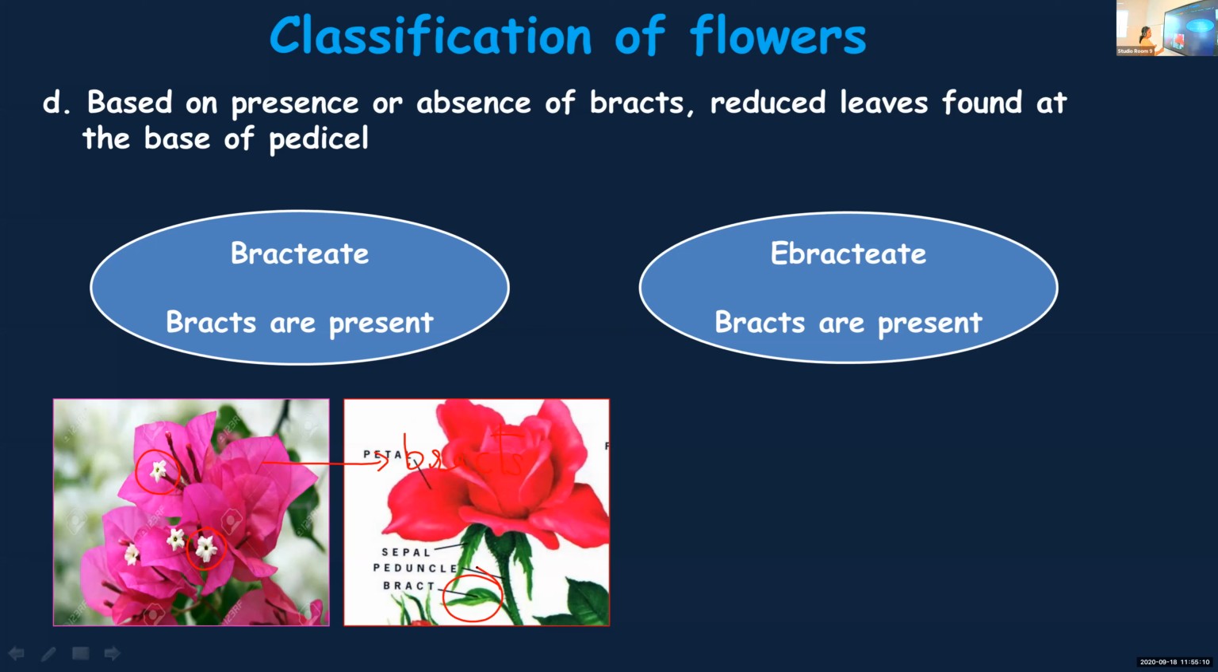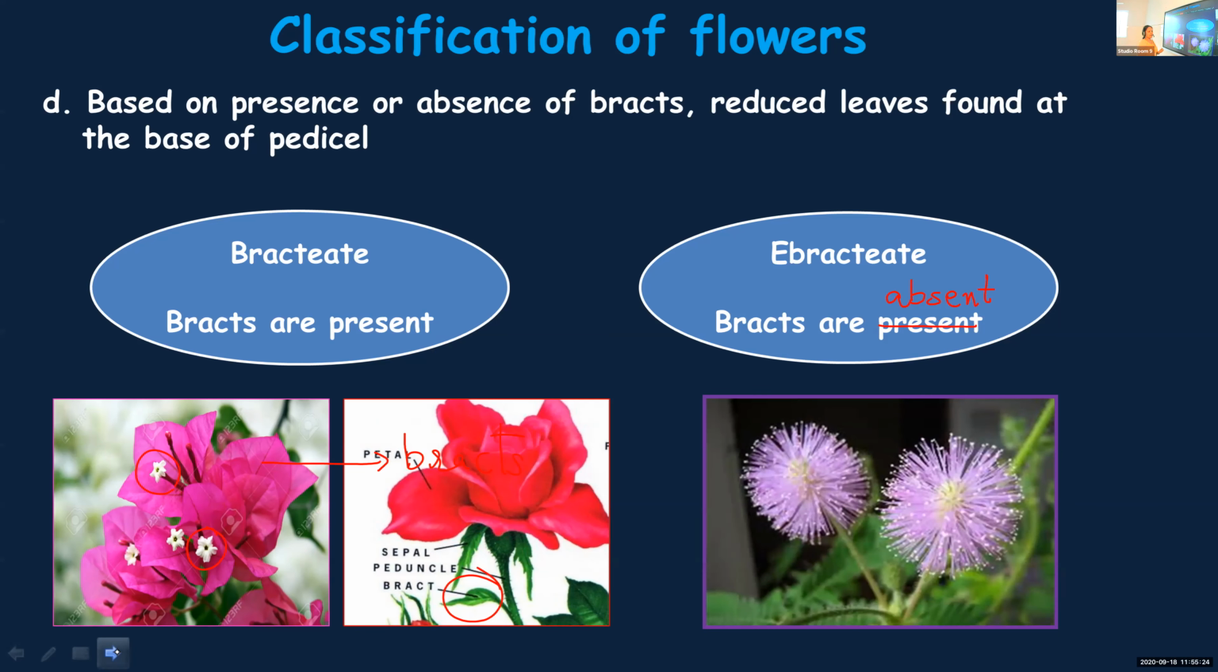And when these are absent, here it is absent. Ebracteate means bracts are absent. One example is Mimosa pudica. The flowers of Mimosa pudica are without any bracts, so it is an ebracteate flower. So the difference between bracteate and ebracteate flowers is that in one bracts are present, in the other bracts are absent.